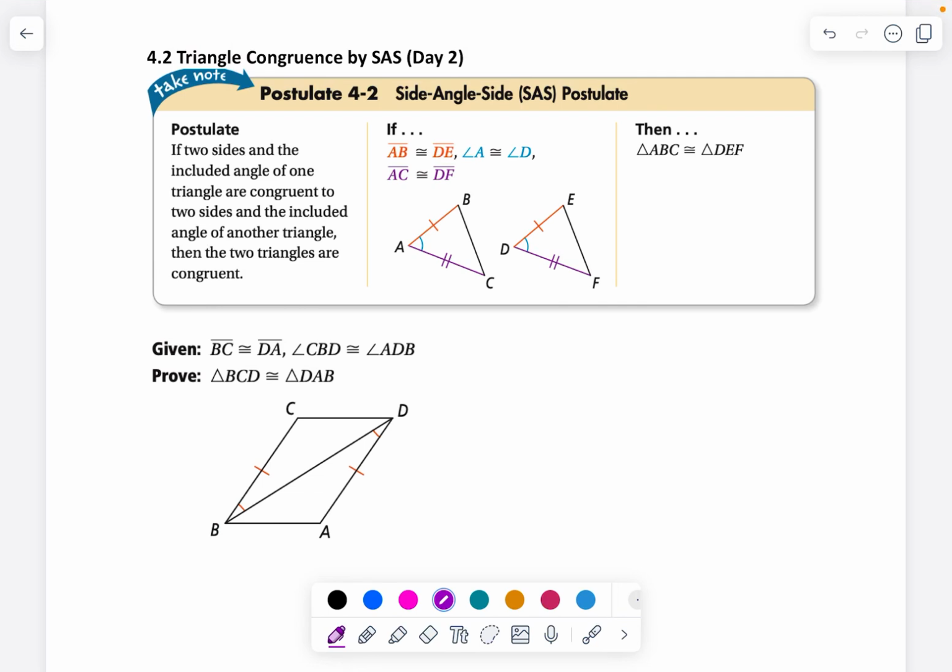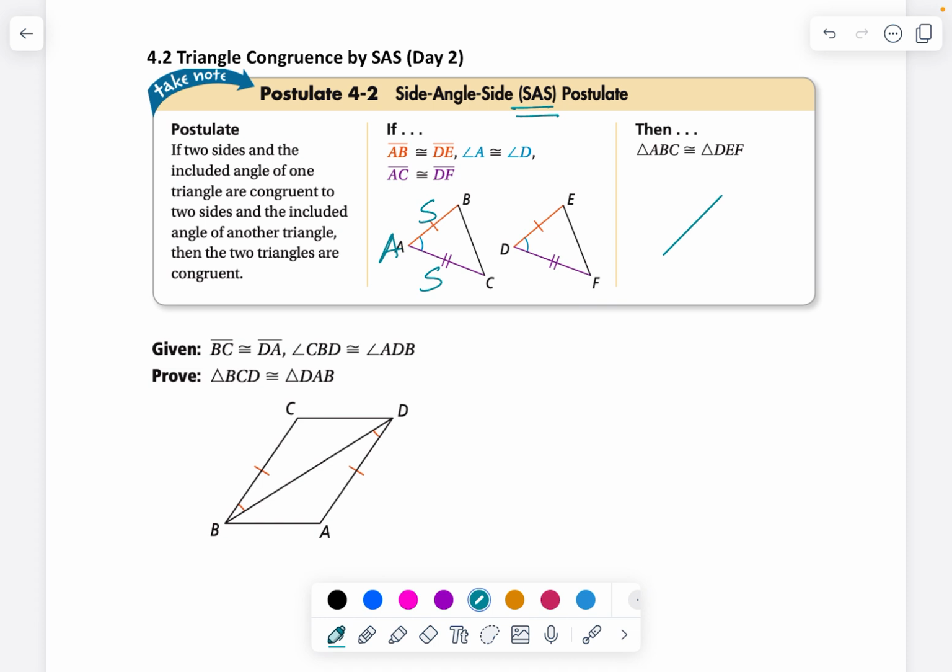All right, day 2. Today we're going to learn a new way to prove two triangles congruent, and that's the SAS postulate. Notice, and we talked about this before, it's side, included angle, side. In other words, the sides are the sides of the angle. We call that an included angle, in between the two sides.